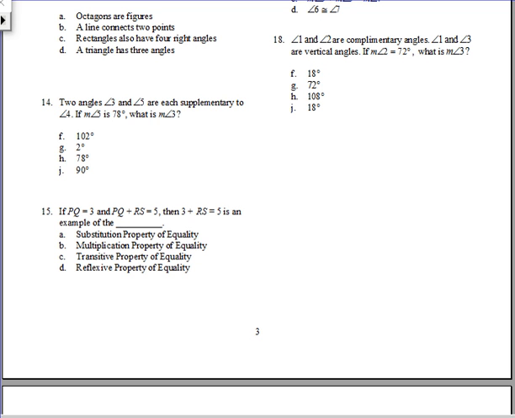Number 15. If we know that PQ is equal to 3, and we know that PQ plus RS equals 5, then 3 plus RS equals 5. What actually changed between this statement and this statement? Well, PQ and 3 are the same. So instead of writing PQ, I substituted in 3. So we know that 15 has to be A.